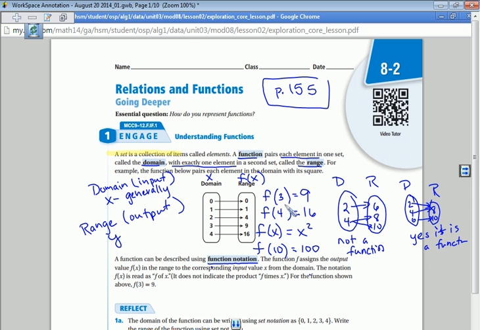Now, this f of x does not indicate that we're multiplying. This is just function notation. This is not f times x. This is f of x, which means I am plugging the independent variable x into the function f and getting an output. That's what this means.